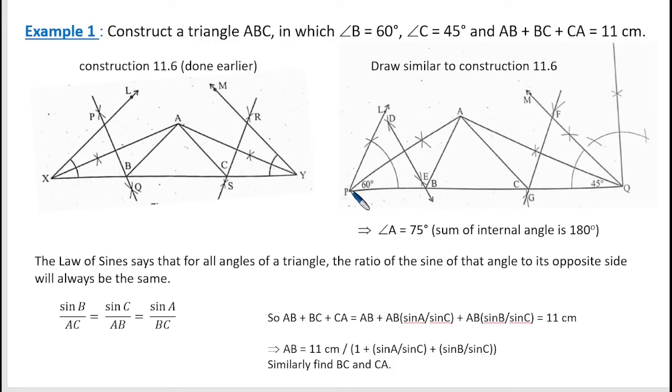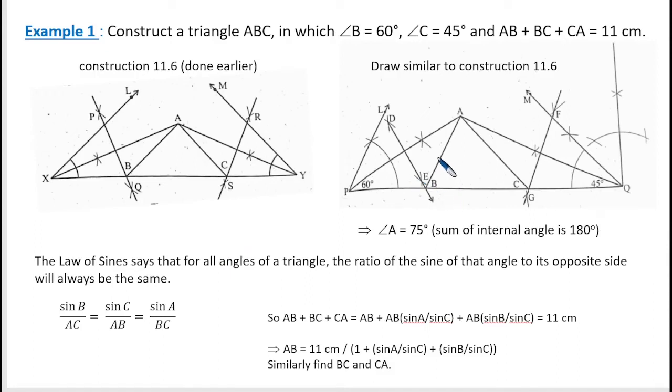Since PB is equal to AB, which we have shown earlier, and AC is equal to CQ, by doing this construction I can make a triangle. So angle B is 60, angle C is 45 degrees, so angle A will be 75 degrees, because the sum of internal angles of a triangle is 180. Now we have got all the angles.